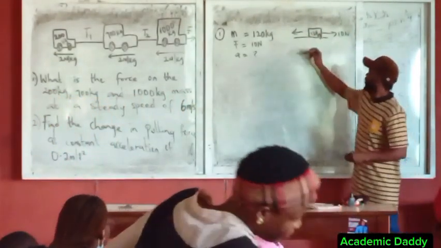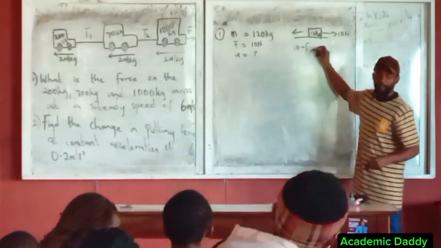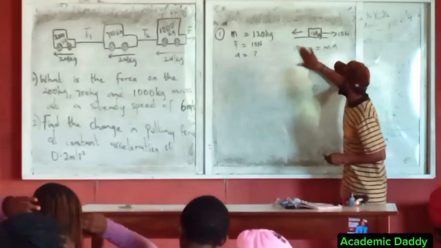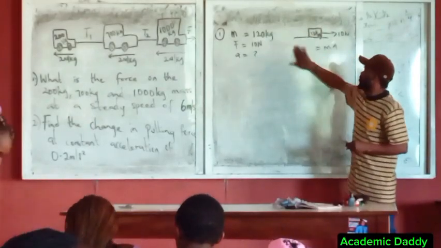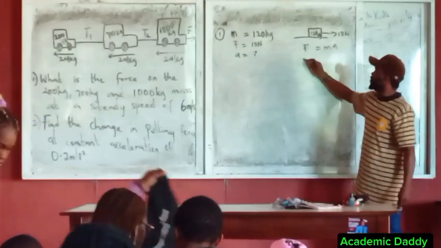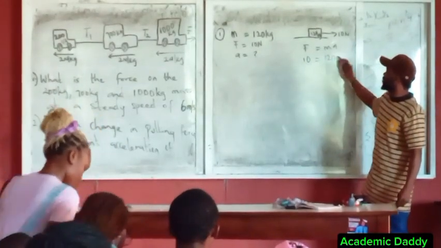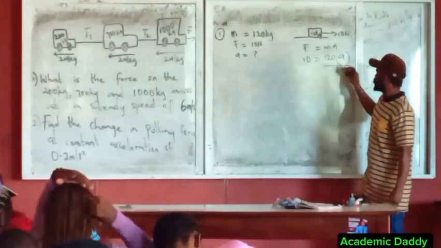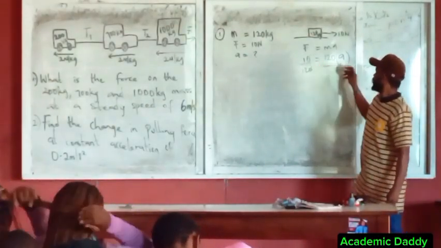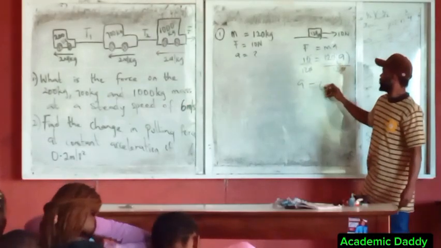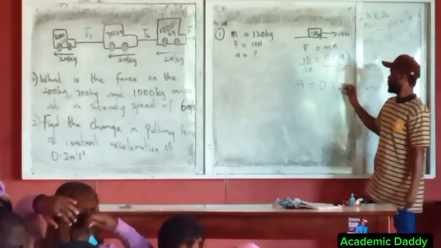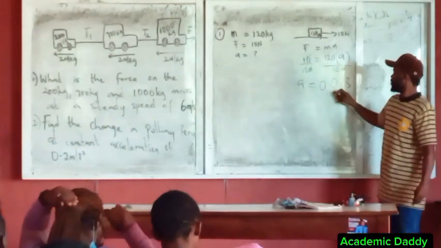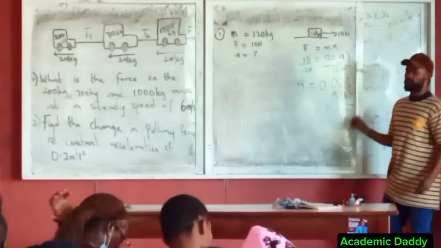We have 10 minus Fr should be equal to M a. But they did not give us the Fr, so there is no friction. So it's simply F equals M a, which is 10 equals 120 a. And what do we have a to be? 0.08 meter per second squared.